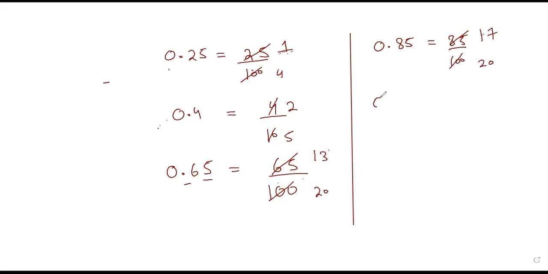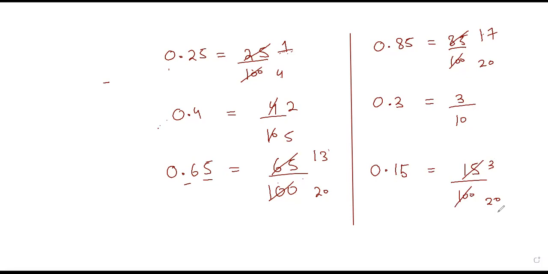Let's say the next one is 0.3. I can write it as 3 divided by 10, and this is just 3 by 10. And the last one is 0.15. I have two decimal places, so I can write it as 15 divided by 100. 5 into 3 is 15 and it's 20. So it would be 3 by 20. It's simple. We are done with all the cases. The last case was converting a decimal into a fraction.